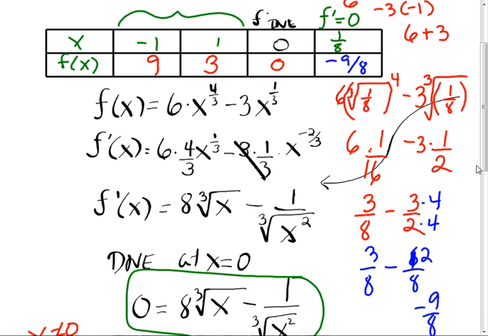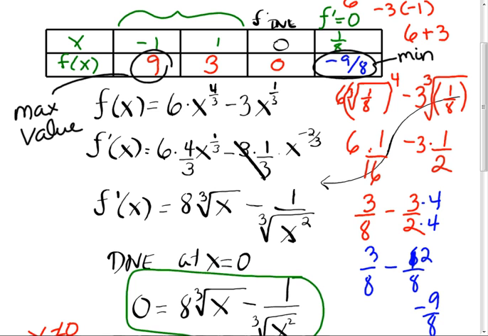Okay? So which one's the biggest? 9. Okay, so this is the maximum value. And what's the minimum? Negative 9/8. Do you not get it? Ask. Okay. It is a lot of steps. Is it continuous on a closed interval? Yes. And I write down my endpoints because I know I have to do that. It is continuous on a closed interval.